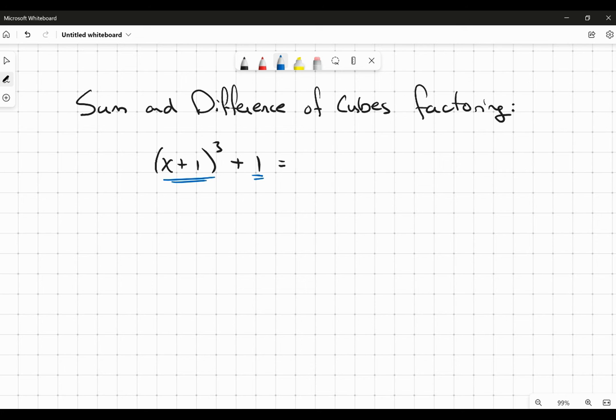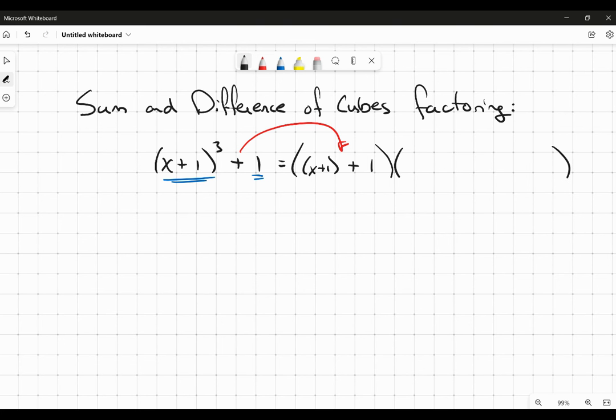Now, I know that this can get a little bit hard to work with because we've got this binomial being cubed here. But the pattern that we follow is pretty strict. In this first set of parentheses, we take the cube root of both terms. The cube root of x plus 1 cubed is going to be, and I'm going to put it in parentheses, x plus 1. And then the cube root of 1 is just 1. And we keep the same operation. That addition stays addition. Now, I'm going to come back to that. We're going to play with this in just a second.